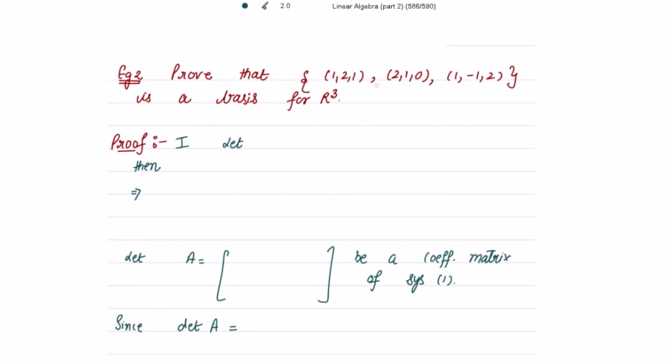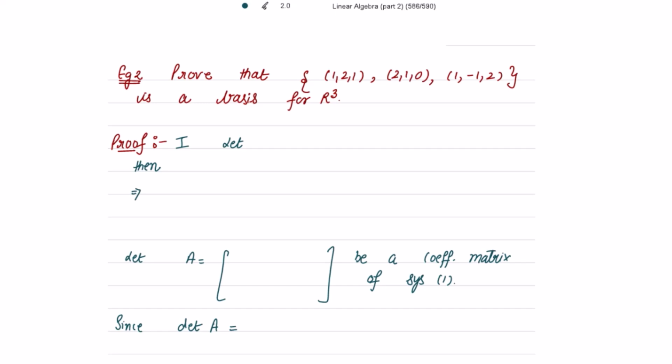Alright, let's do one more example. Prove that these vectors form the basis for R3. For that, the two conditions. First one is I have to show that these vectors are linearly independent, and then I have to show that these vectors are generators of R3, or every element of R3 is a linear combination of all these vectors, right?